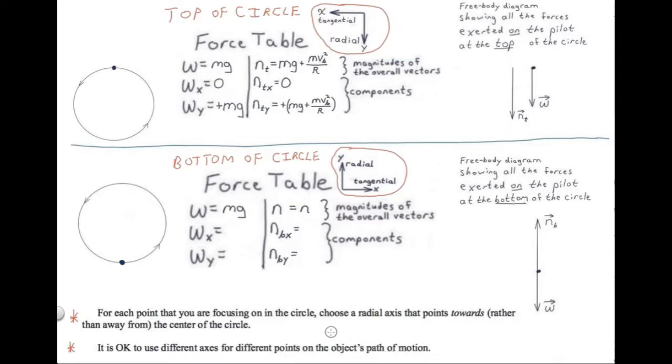The important thing is, for each point that you're focusing on in the circle, choose a radial axis that points towards, not away from, the center of the circle. This is the best approach, I think, for a beginning physics student.